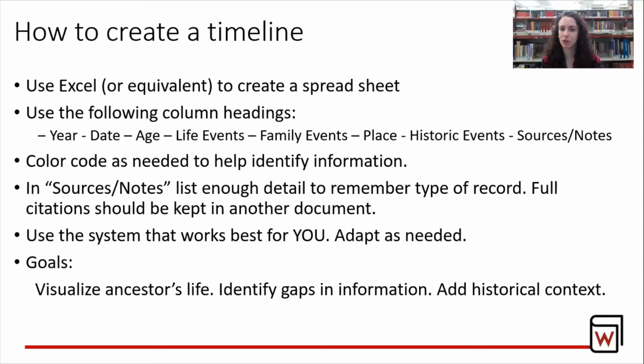So this might be statehood or a war or the establishment of a new church or a new railroad that affected the family. And then I also include a column with a brief note about where the information came from. And then you can color code the different columns or different boxes as is needed to help you easily reference the information. In my source and notes column, I just list enough detail or a URL to help me find the record again. The full citations I keep in another document.